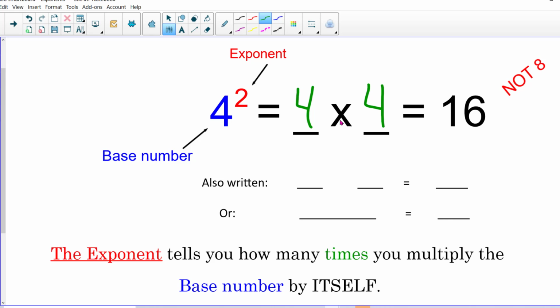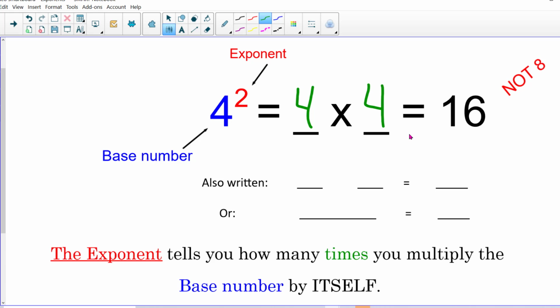I'm going to show you two other ways to write 4 times 4 without using the x to mean multiply. Why? Because later on we're going to see that x is going to be used for something else. It's going to be what we call a variable. So we want to find some other ways to represent multiplication other than the x.